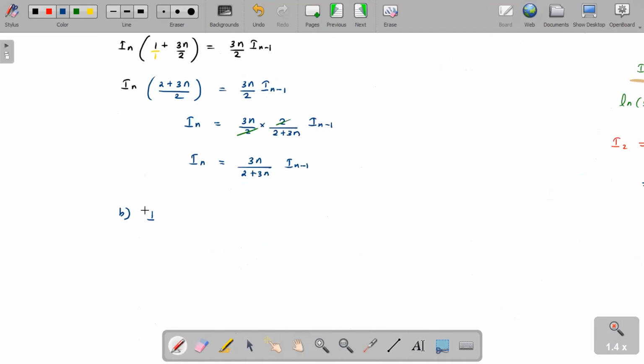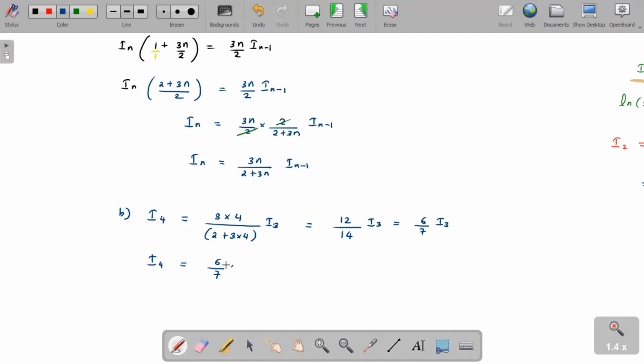Part B, how do we get I4? Replace n with 4, right? 3 times 4 over (2 plus 3 times 4), I_(4−1), which is I3. So I get here 3 times 4, 12, plus 2 is 14. So 12 over 14 is 6 over 7 I3. Is that okay? So come back over here and let's replace the I3 now.